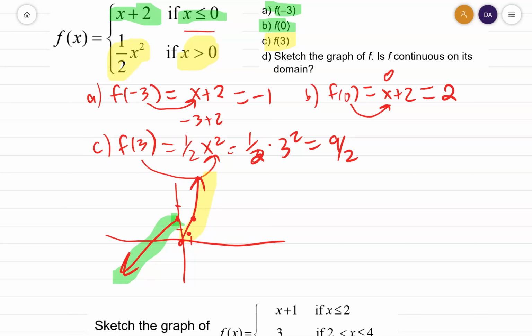The only other thing this is missing is that because this is greater than 0, there's not an equal to there, so I need to make sure at 0 that is an open dot. And that's how you would graph a piecewise function.